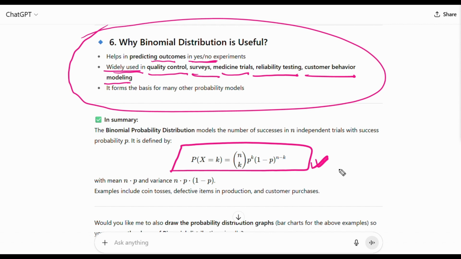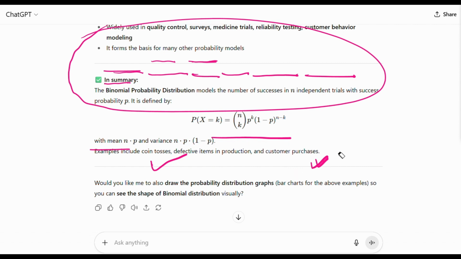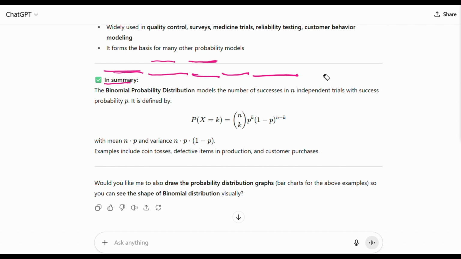So in summary, the binomial probability distribution models the number of successes in n independent trials with success probability p, and this is the formula. So this is the overall summary of the binomial probability distribution.